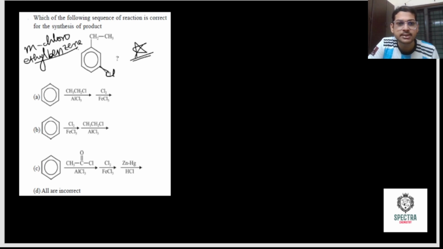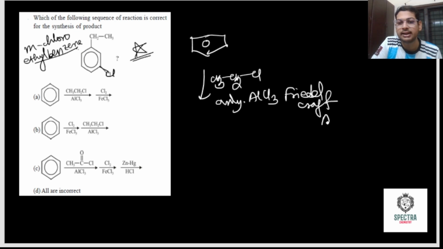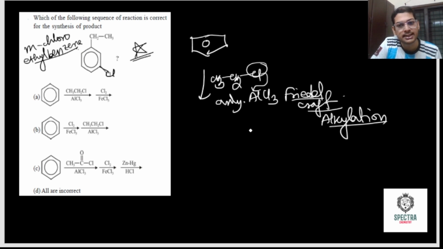So, suppose I take the first reaction, that means the benzene ring is given, and it has been reacted with CH3CH2Cl and anhydrous AlCl3. Of course, I know that this is a Friedel-Crafts alkylation, right? As it is, there will be no rearrangement, and this Cl will be taken by this AlCl3. AlCl3 is acting as a weak acid. All these things we will learn when we do the mechanism.